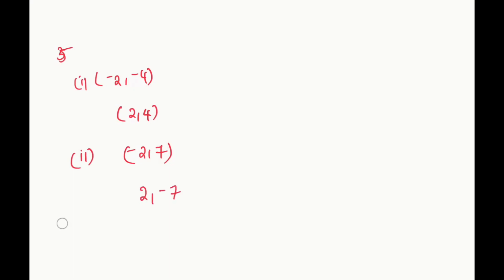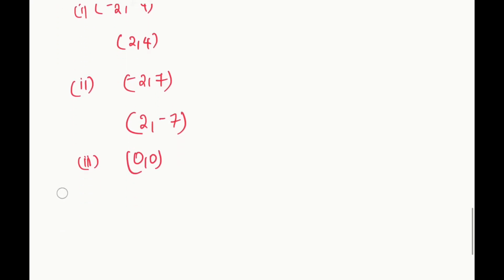Next, we have: state the coordinates of the following points under the reflection in the origin. So you have the first point minus 2, minus 4. In the origin you get 2, 4. Second sub question we have minus 2, 7. So the point is 2, minus 7. Third sub question is 0, 0. So in the origin it will not be minus 0, minus 0. It will be 0, 0 itself.